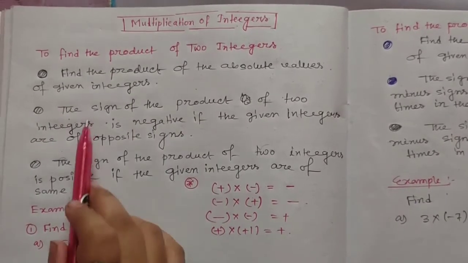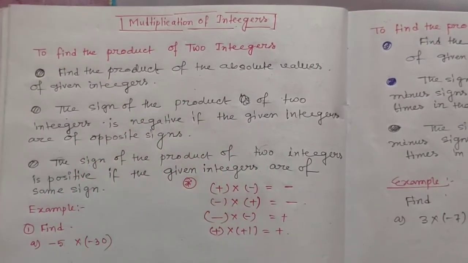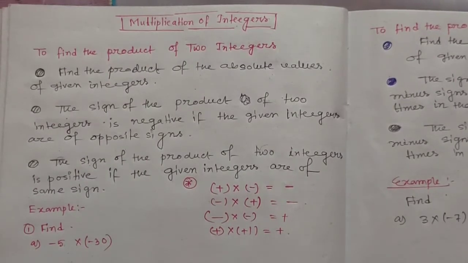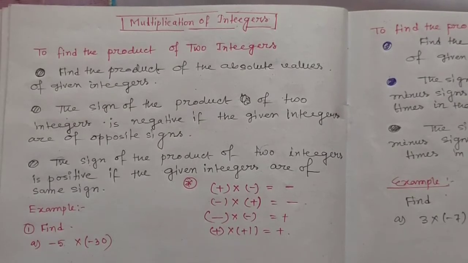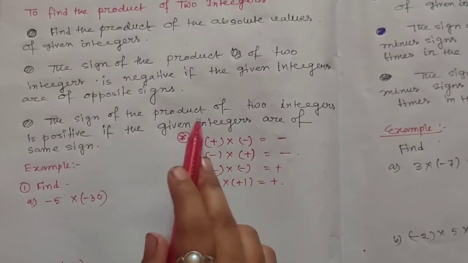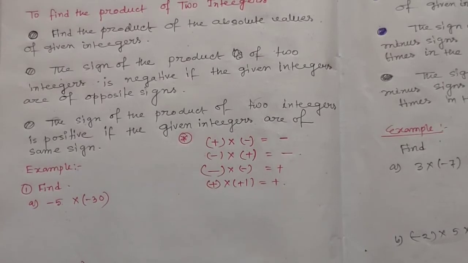Then the sign of the product of two integers is negative if the given integers are of opposite sign, meaning one is plus and the other is minus. So if the two integers are of opposite sign, then the sign of the product will be negative. And the sign of the product of two integers is positive if the given integers are of the same sign.